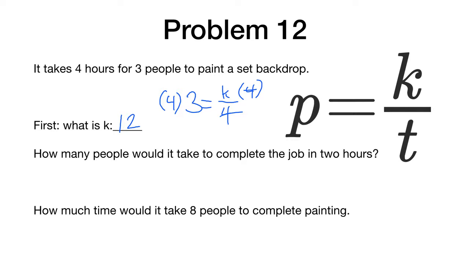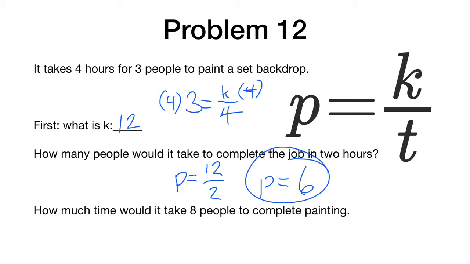So now that I know K is 12, how many people would it take to complete the job in 2 hours? So I'm now looking for people, but I have K, and that's going to be divided by 2. Sorry, I know K. That was the whole point. K is 12 divided by 2, meaning you would need 6 people to complete the job in 2 hours.